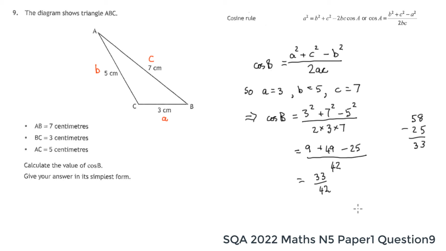And it said in simplified form, in simplest form, there is a common factor. 3 goes into 33 11 times, and 3 goes into 42 14 times. So once these have been cancelled, divide top and bottom by 3, we get the fraction 11/14 as the value of cos B.